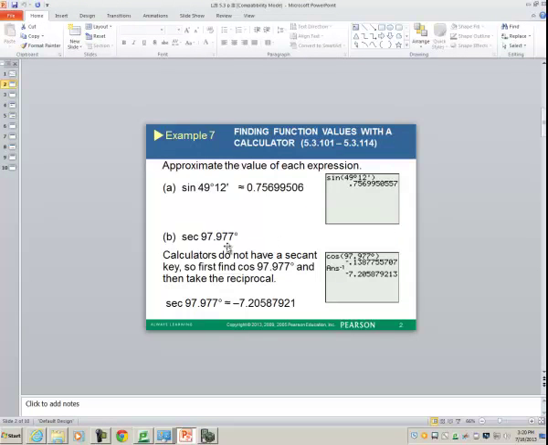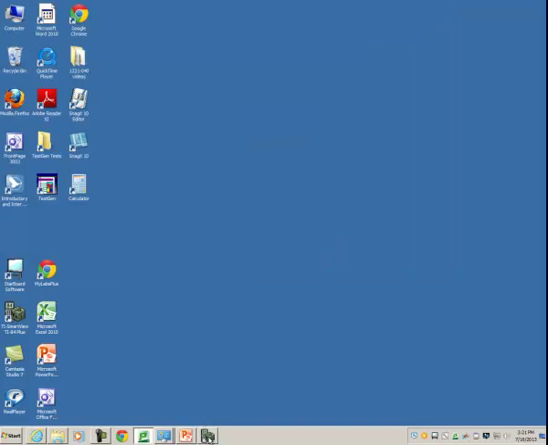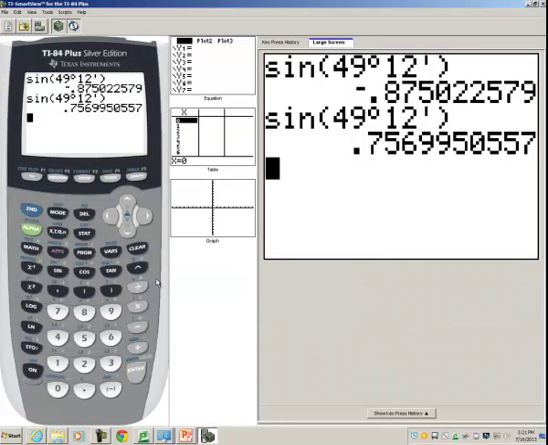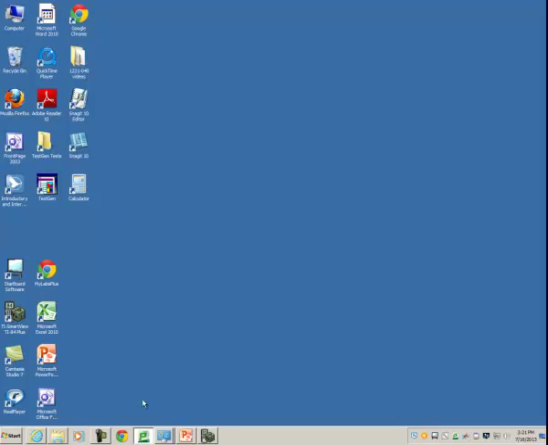Now here for secant, let's look at that. Now notice for secant, we don't have a secant button on the calculator. Okay, there's no secant on here. So we have to use the reciprocal of that, which would be cosine.